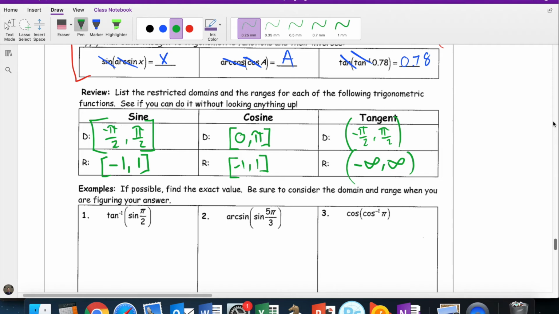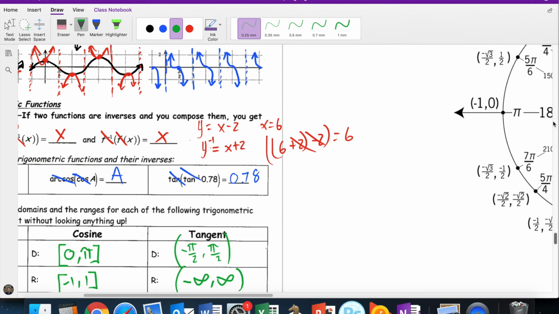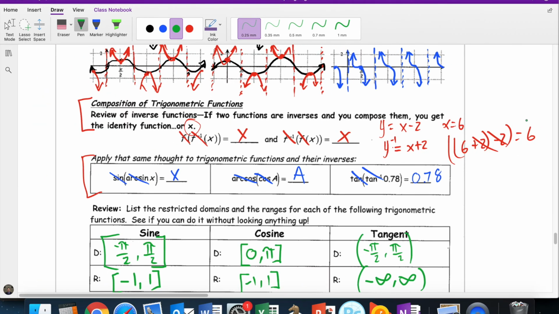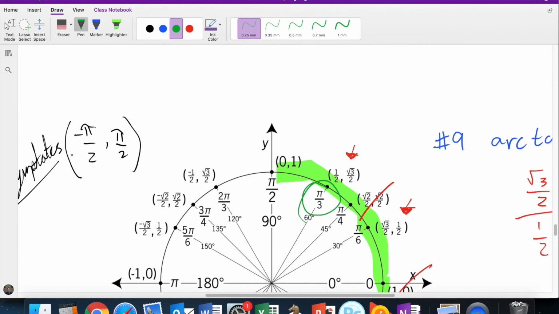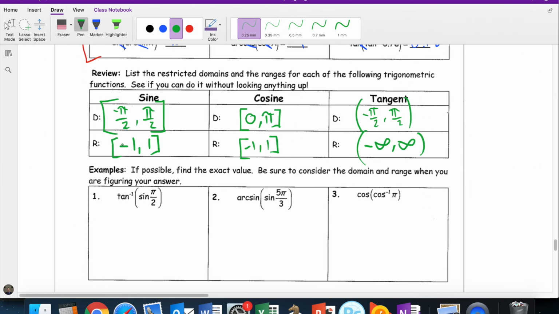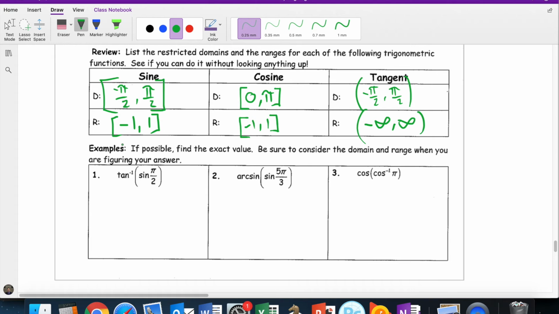Exactly. If you guys take a look at what we did over here with our unit circle when we were reviewing, you will notice that here we talked about the domain of tangent having parentheses. Do you guys remember that? Yes. All right, cool. So the inverse tangent of the sine of pi over 2.